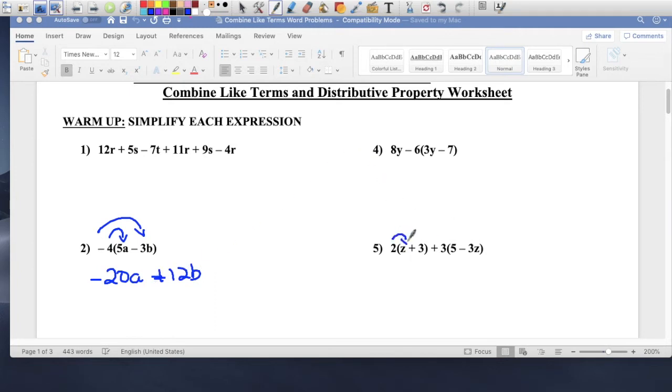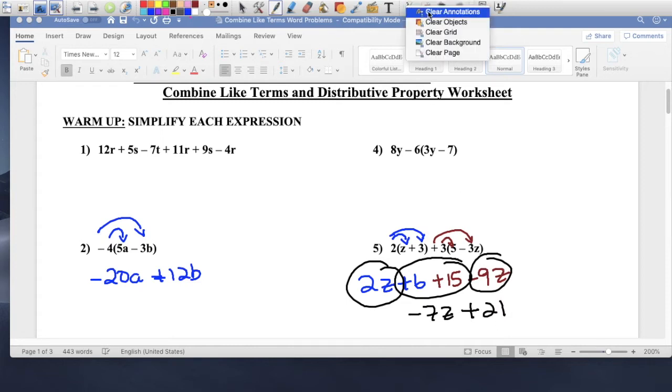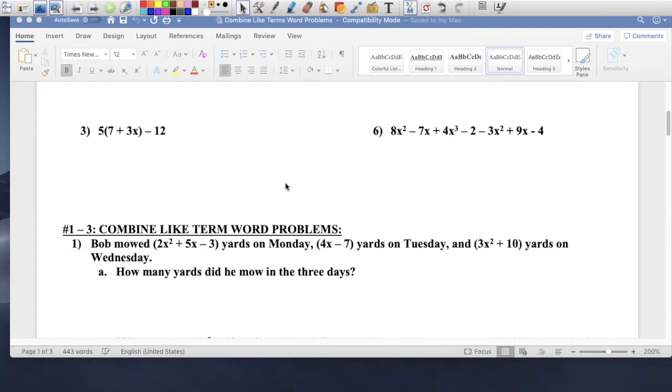This one has two distributive properties. So this is 2z plus 6. And in another color, I'm going to write 3 times 5, which is plus 15. And positive times a negative is a negative, negative 9z. Can I combine? Yes, I can combine these two. And it's going to be negative 7z. And then I can combine these two, which is positive 6 and positive 15, which is going to be plus 21. That was easy, just a little warm up. Oh, there's two more.